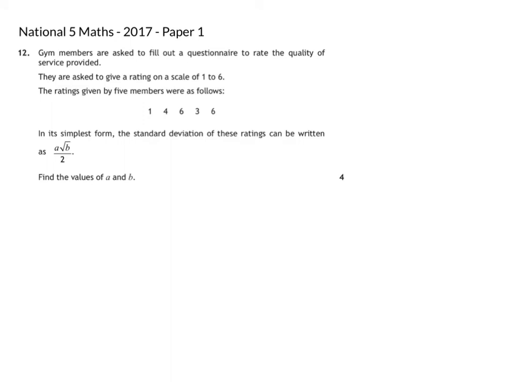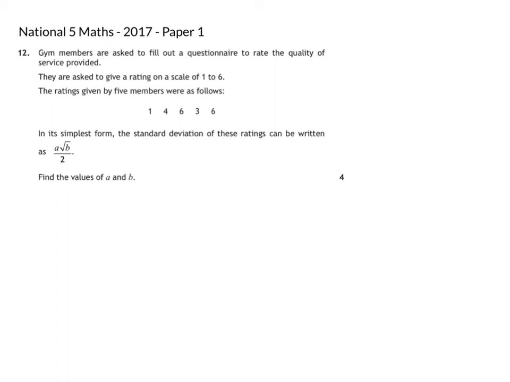Okay, so here we go with question 12. We have gym members who've been asked to fill out a questionnaire to rate the quality of the service provided. They're asked to give the rating on a scale of 1 to 6. Here's the rankings given by 5 members. And we need to, in its simplest form, write our standard deviation as A root B and find the values of A and B.